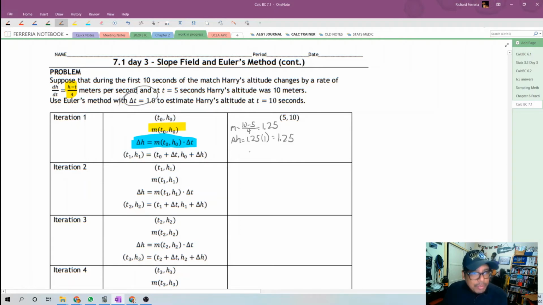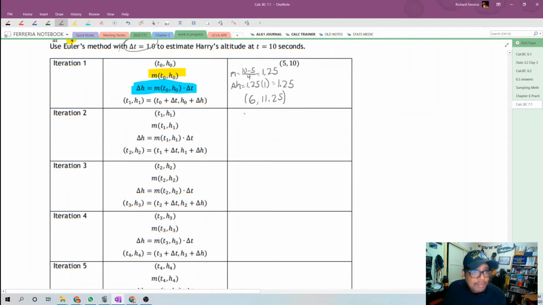And lastly, we're going to figure out our next point. Our t is 5, our delta t is 1, so 5 plus 1 is 6. Our h is 10, and 10 plus delta h is 11.25. So at t equals 6, we estimate his height being 11.25 meters off of the ground.